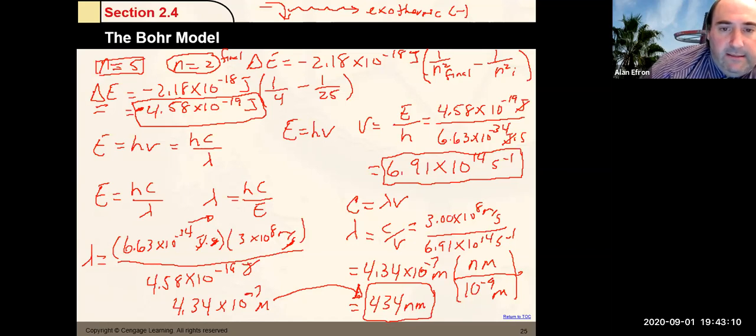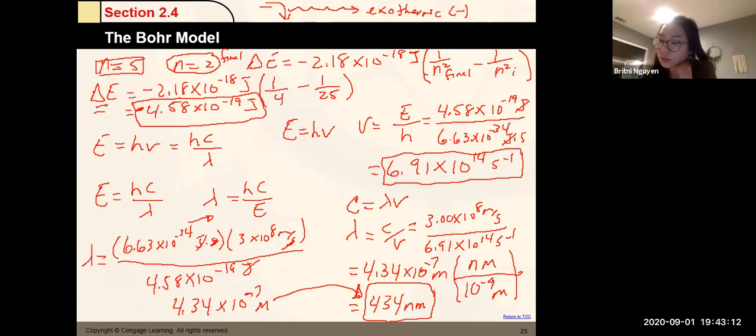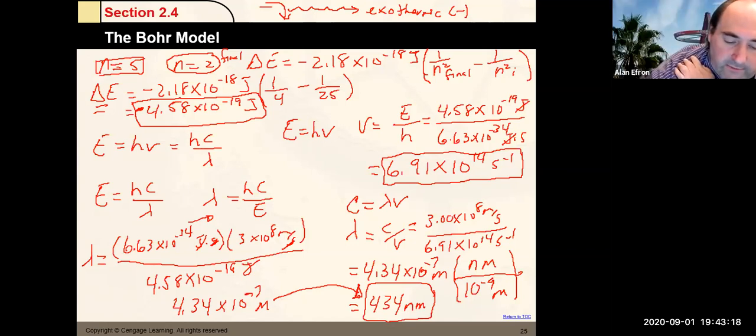Questions on any of that? Going back to frequency. Yeah. Is it ever negative? No. So you always want to make sure the frequency and the wavelength are always positive numbers. Okay. And what usually happens is people forget to get rid of the negative on the energy, and that's where they usually end up with that negative value.